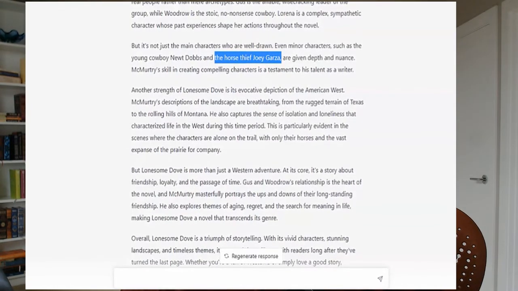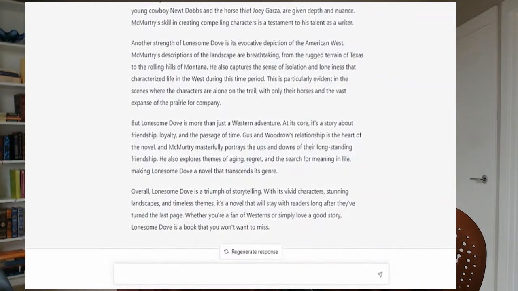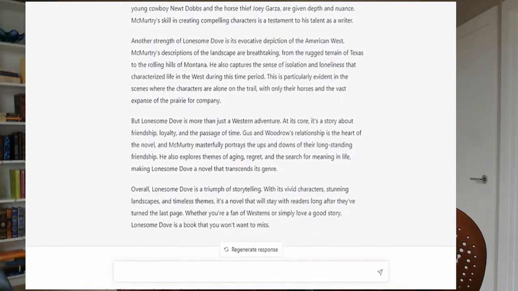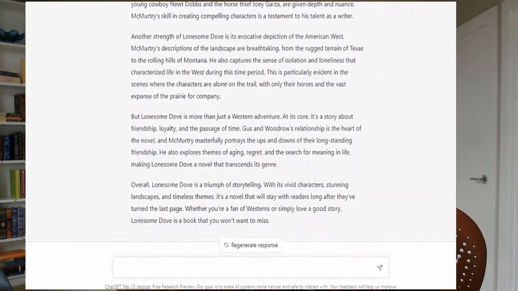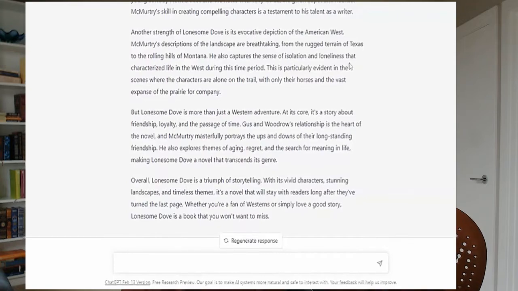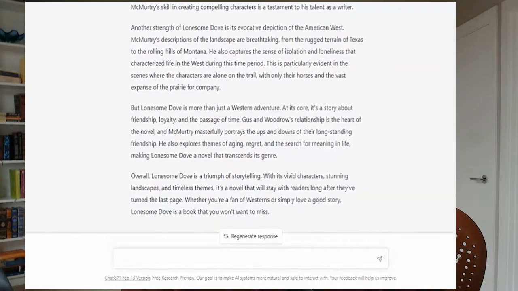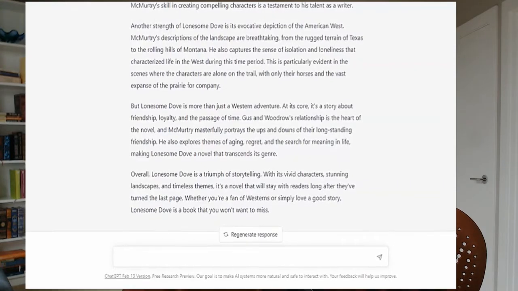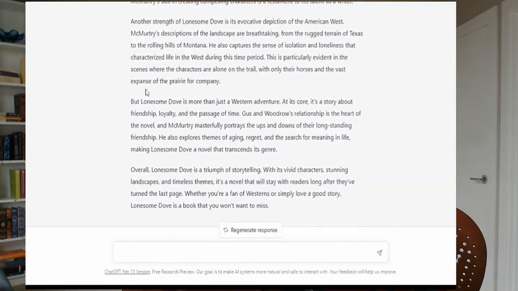Another strength of Lonesome Dove is its evocative depiction of the American West. McMurtry's descriptions of the landscape are breathtaking, from the rugged terrain of Texas to the rolling hills of Montana. He also captures the sense of isolation and loneliness that characterized life in the West during this time period. This is particularly evident in the scenes where the characters are alone on the trail with only their horse and the vast expanse of the prairie for company.